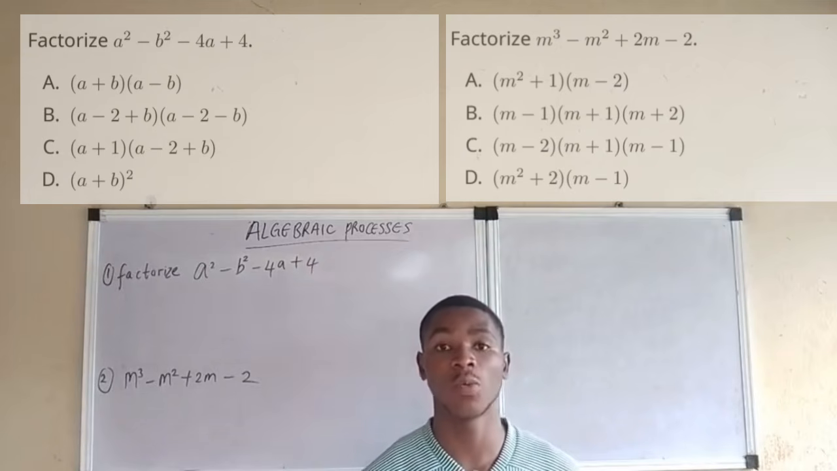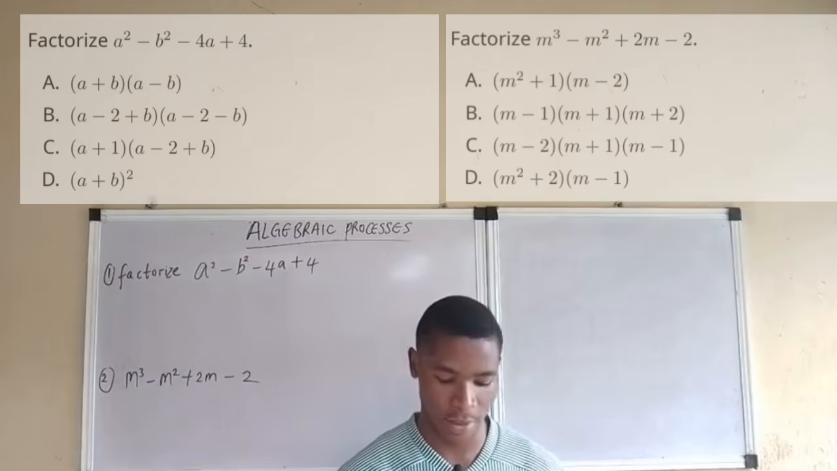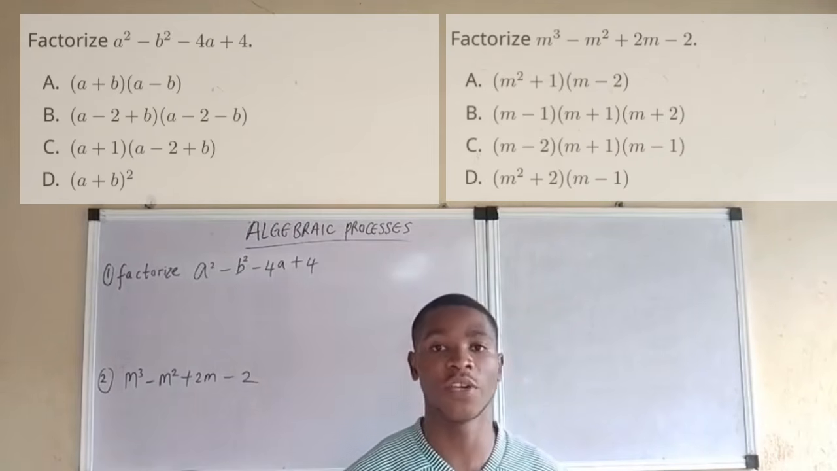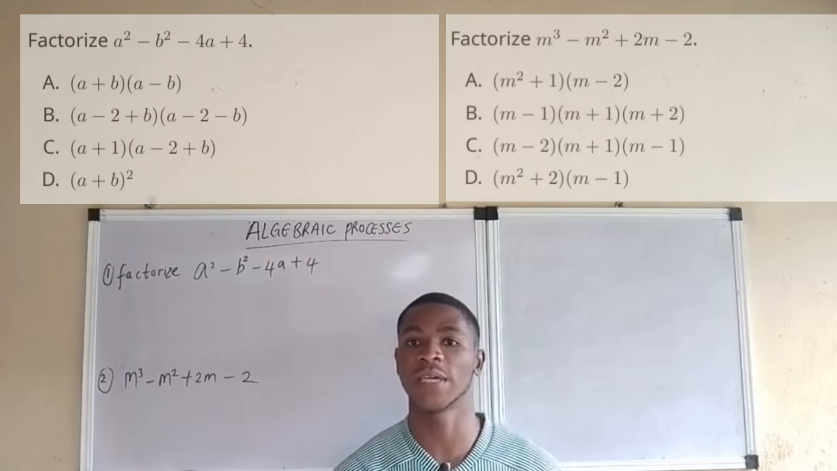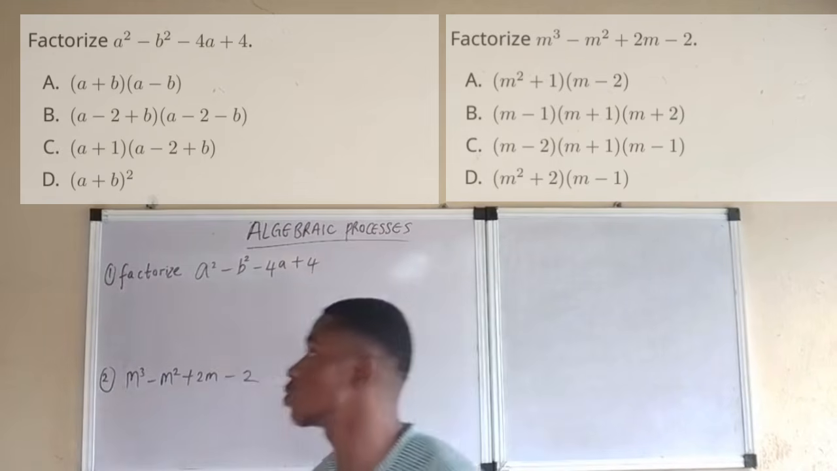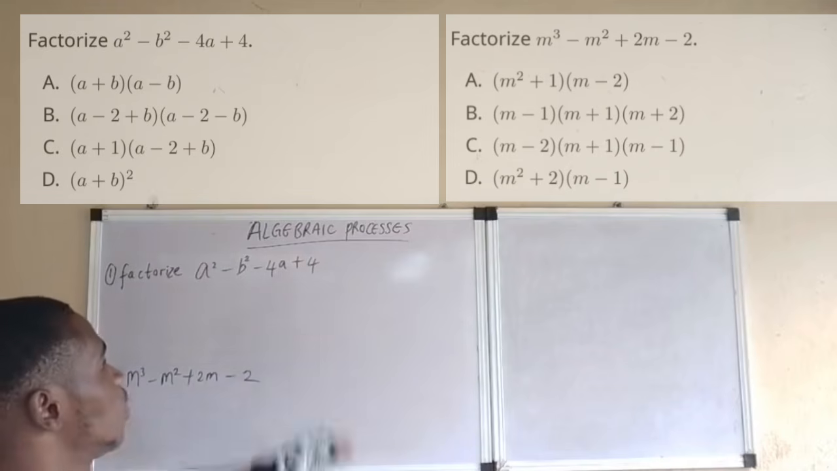And in this section, we're treating questions on algebraic expressions where you are asked to factorize. Now, in this case, most factorization might come in the form of difference of two squares or quadratic factorization. So you just need to be very observant of what you are given so that you can get the right answer. Now, let's look at this first question. Here, we're asked to factorize a squared minus b squared minus 4a plus 4.